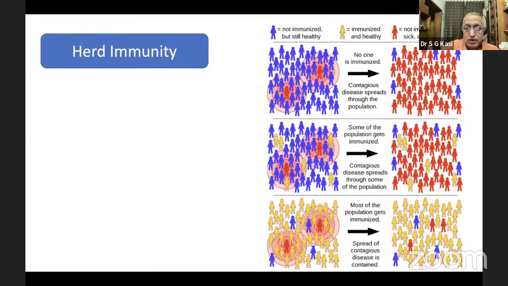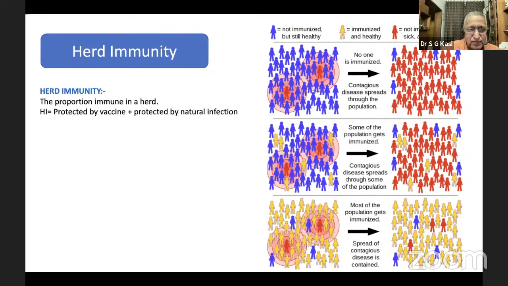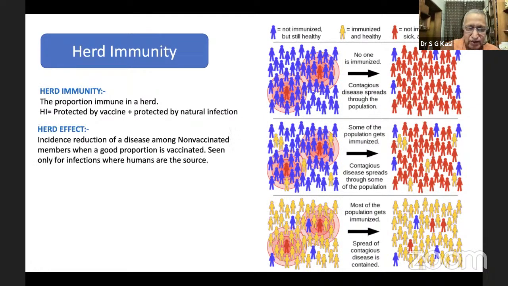Let's now talk something about herd immunity, which has become very popular since the COVID times. Let's get some definitions. Herd immunity is the proportion in a population that is immune. So this can be either because they are protected by the vaccine or they have had the disease and sustained protection. The second concept definition is called herd effect.